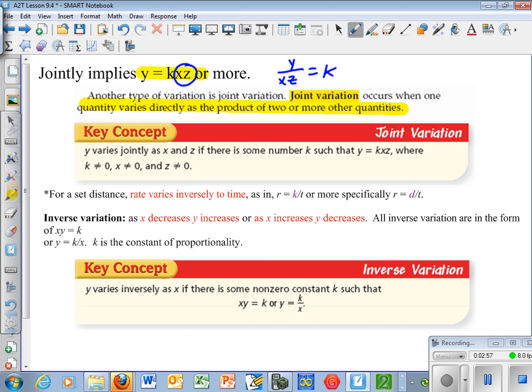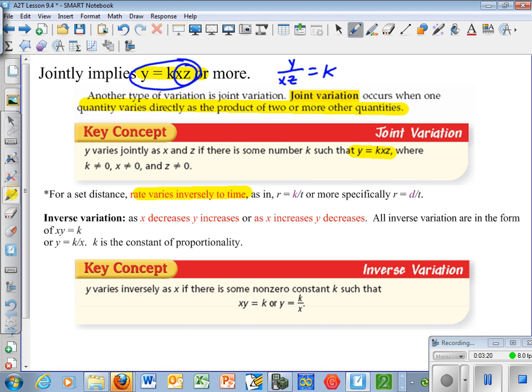We don't use this form a whole lot. We stick to this form, and then we can algebraically adjust it as we need to. That's another one that'll be on your reference sheet. That's joint variation. An example here for a set distance, rate varies inversely to, oh no, we're going to get into inverse variation.